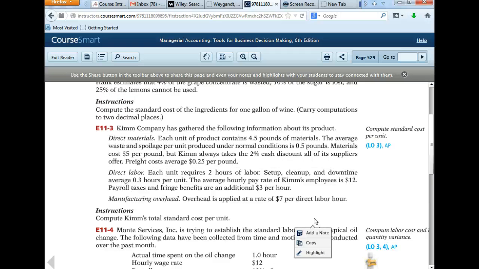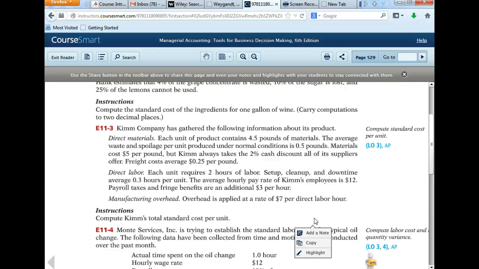Kim Company has gathered some information. We know the direct materials. Each unit contains 4.5 pounds of material, and there's waste and spoilage per unit produced under normal conditions of 0.5 pounds. The material cost is $5 per pound, but Kim always takes the 2% cash discount all of its suppliers offer. Freight cost averaged 25 cents per pound.